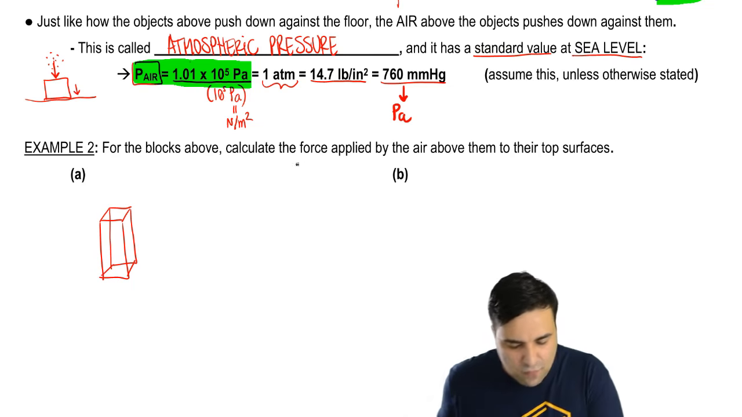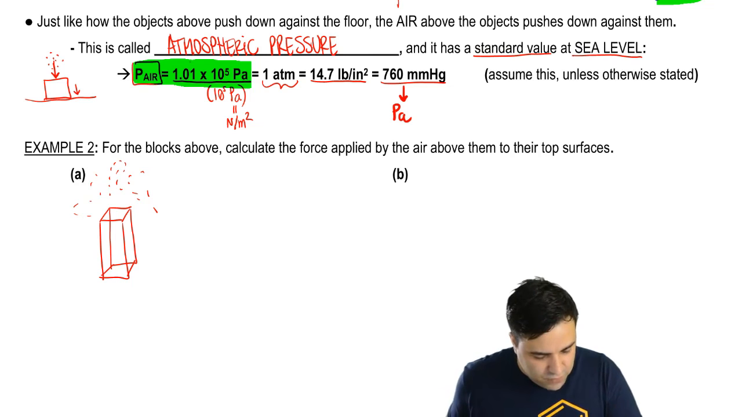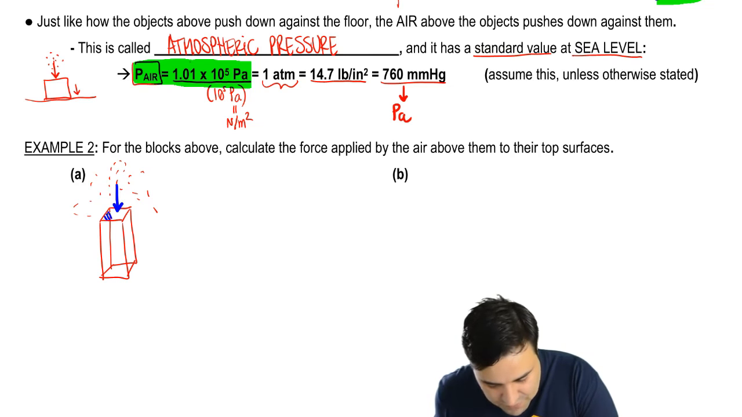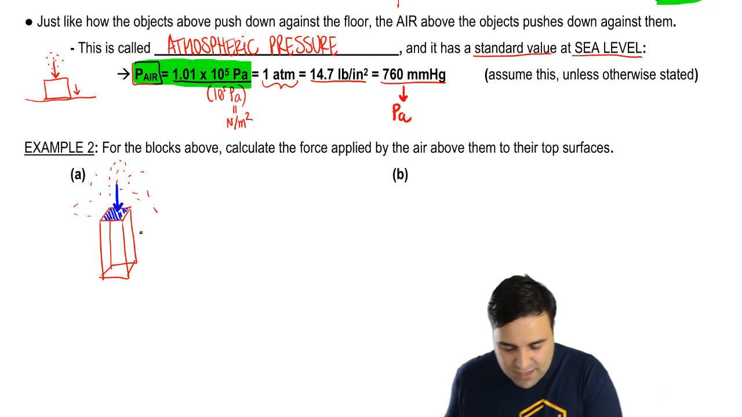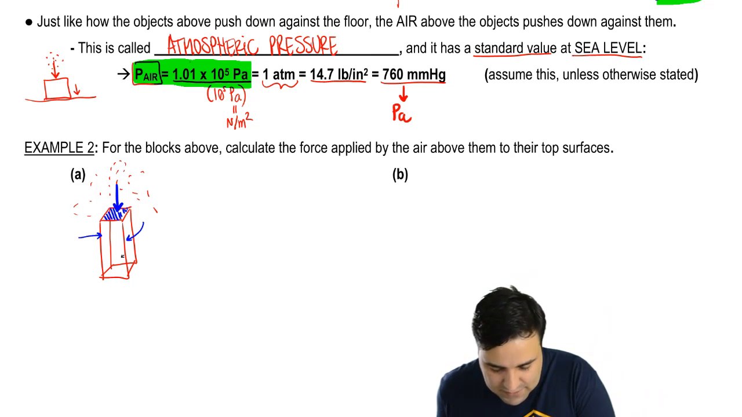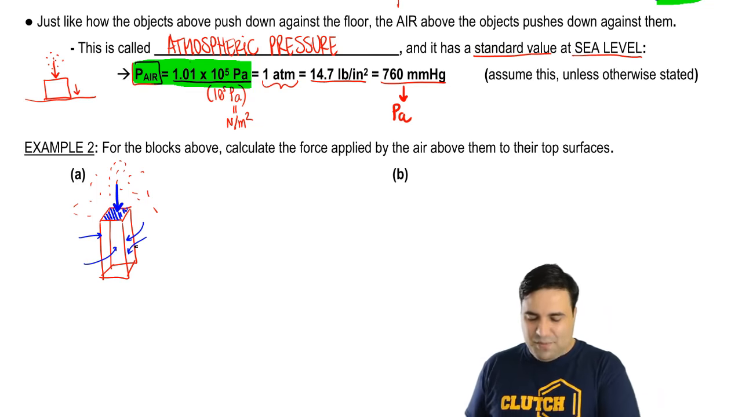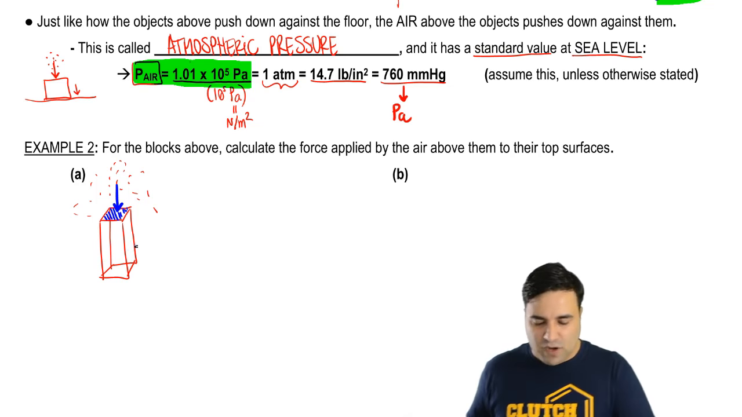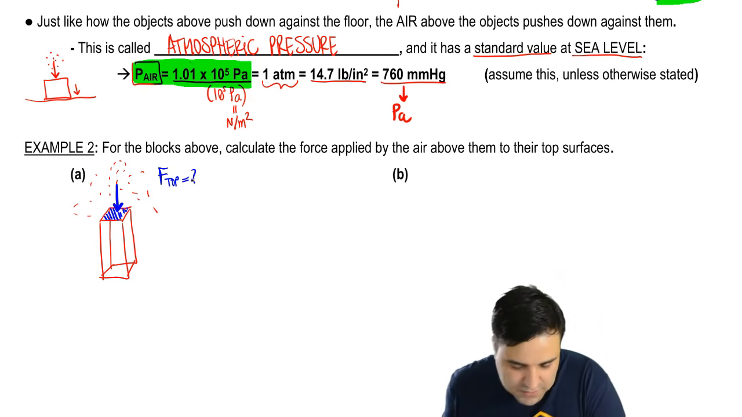I want to know the force applied by the air above them. So there's a bunch of air molecules everywhere, and I want to know how much force the air is applying to their top surface. To be clear, air is applying force to all sides of this block, the back as well, except the bottom because the bottom is touching the surface. But I just want to know how much force is applied to the top. So what is the force on the top?